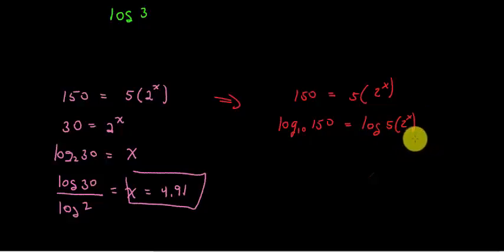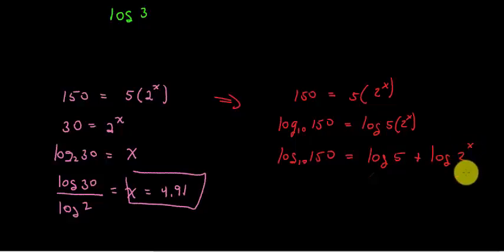Well, so here I'll use my product to sum formula, and I'll write this as log base 10 of 150 is equal to log base 10 of 5 plus log base 10 of 2 to the power of x, right? And so now what I'll do is I'll subtract the log base 10 of 5 to this side, and so that would give me log base 10 of 150 minus log base 10 of 5 is equal to log base 10 of 2 to the power of x.